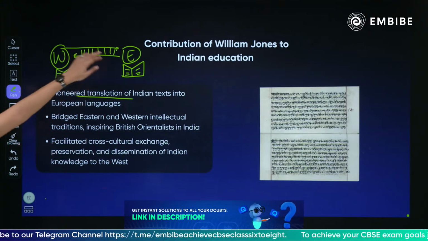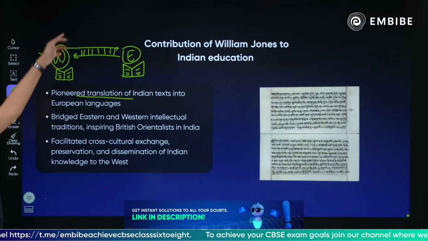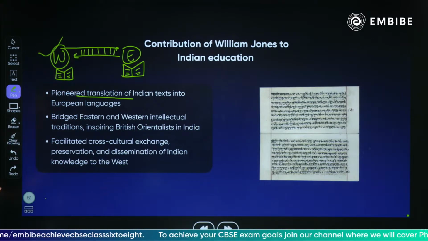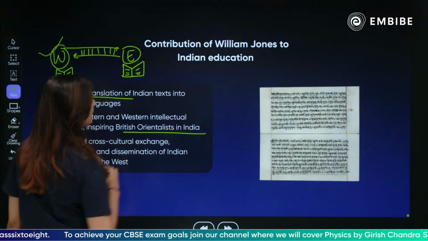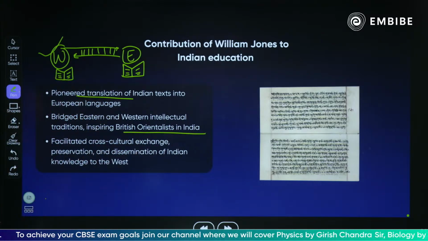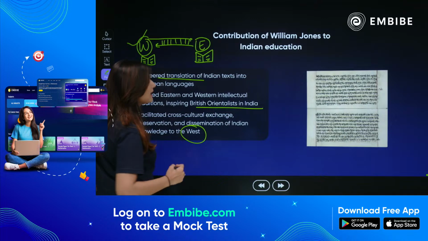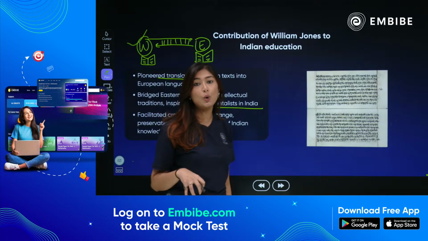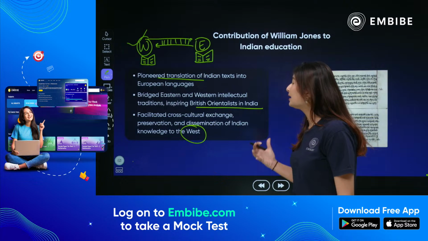So, when these texts of Eastern world were now available in the Western languages, the Western people could easily read it, understand it, and that is what inspired the British Orientalists in India. Facilitated cross-cultural exchange, preservation and dissemination of Indian knowledge to the West. So he started spreading the ideas and the knowledge that we had over here, जो हमारे पास इंडिया में थी, ठीक है. He built a connection.